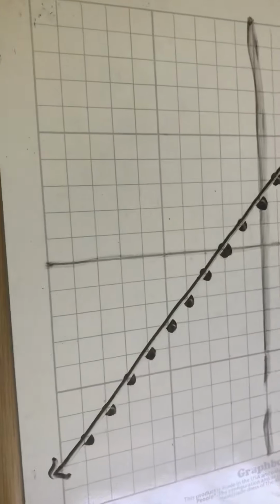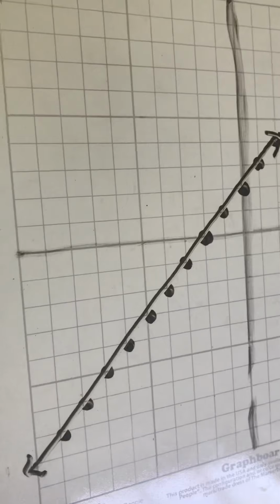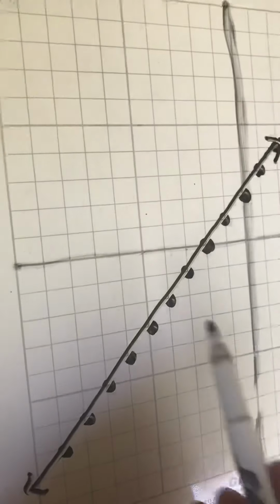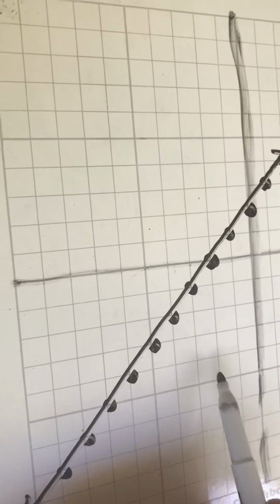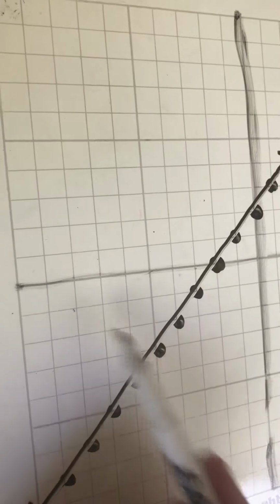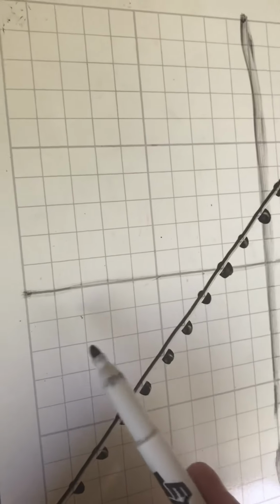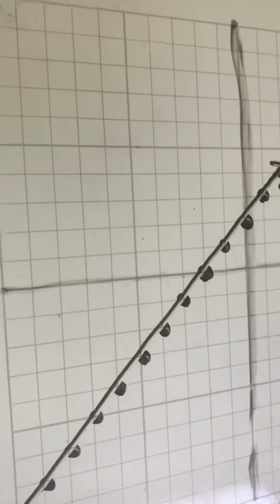Now let's think about that for a second. If it's less than, it can't be up here. So the solution has to be down there. Just kind of think about that as we graph our next one, okay?